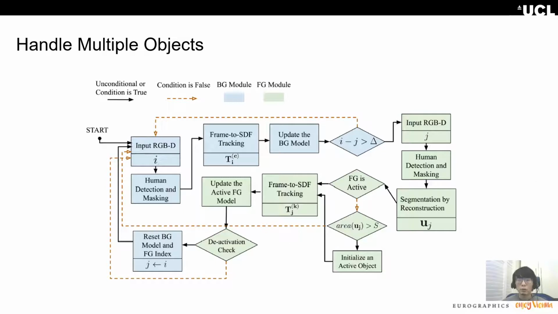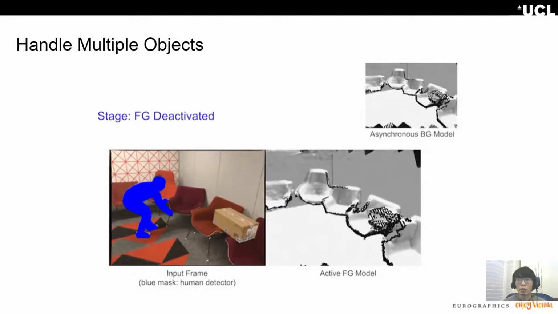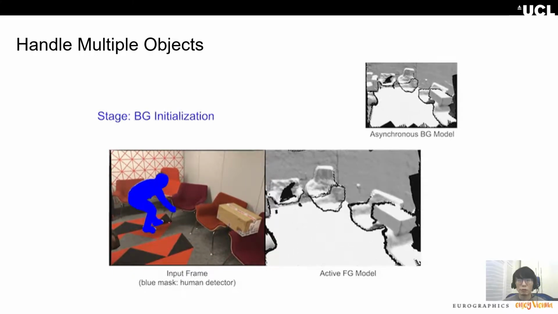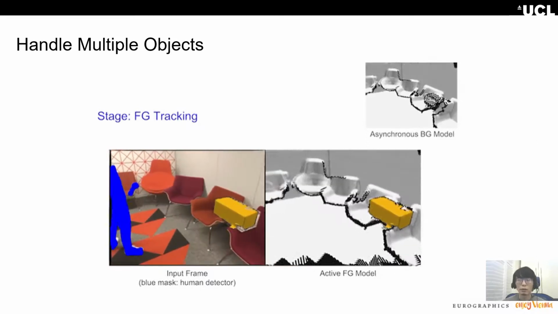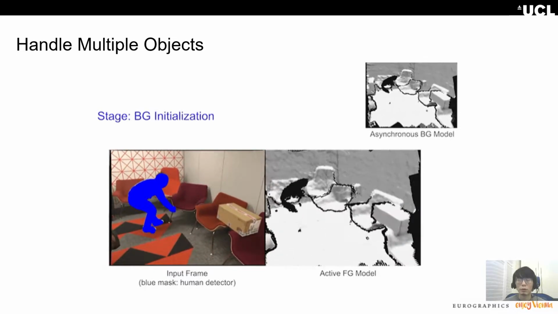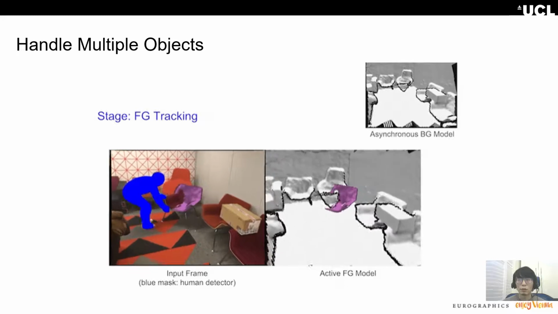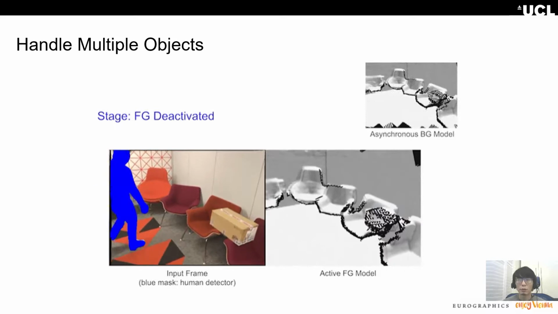Our system also supports multiple object tracking. This can be done by employing a heuristic to reset the active foreground object and the background model, as shown in the pipeline. Here we employ a heuristic to assume two dynamic objects will not move simultaneously. So, if we detect an object becomes static, we can reset the system and detect a new object, as shown in the example here. The second object has been successfully detected, tracked, and reconstructed.